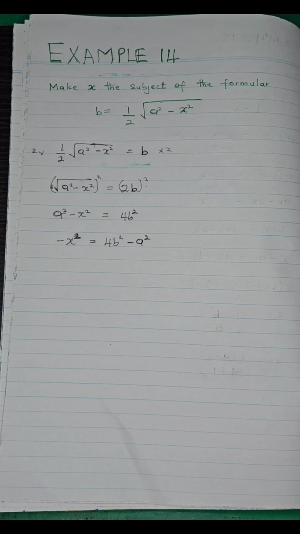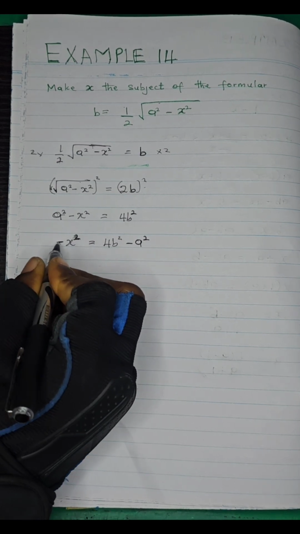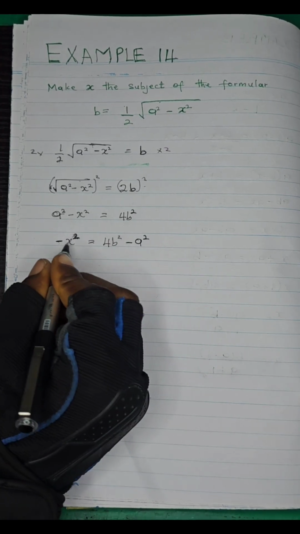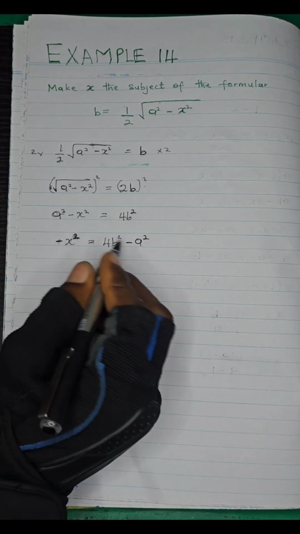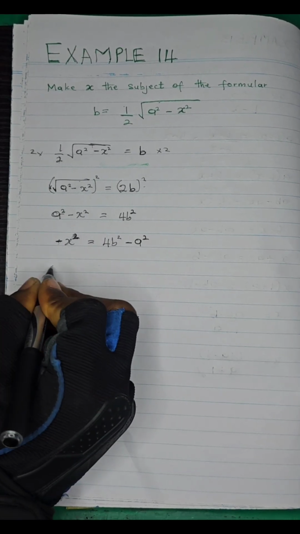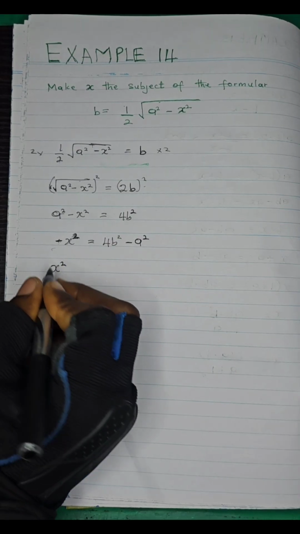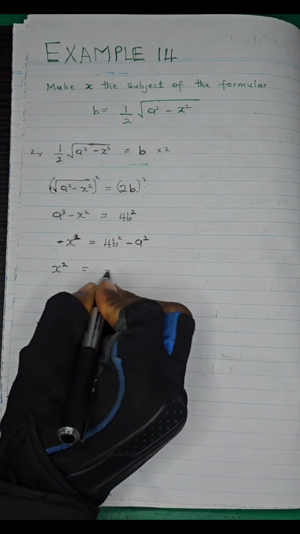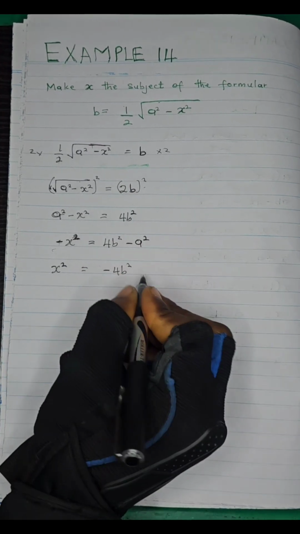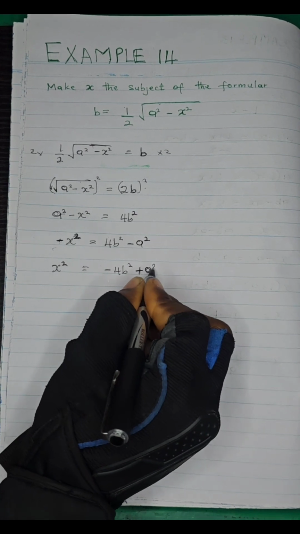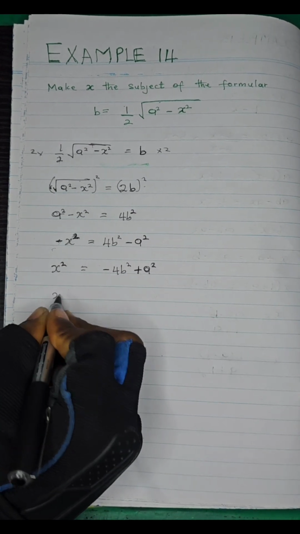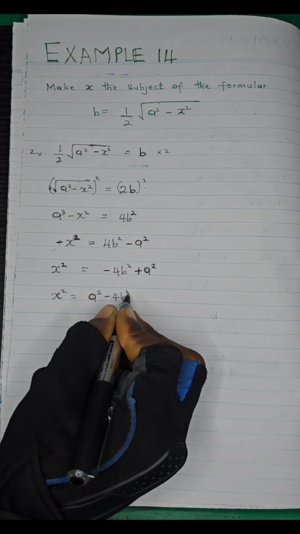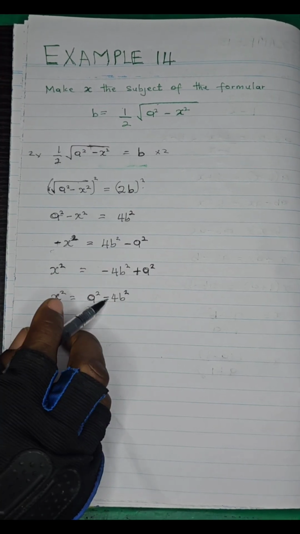Are we making sense? So the next thing we are going to do, this negative sign, we can't find the square root of a negative number. That's on a higher level where you start dealing with imaginary numbers. So we multiply both sides of the equation by negative. So minus times minus x squared, we have x squared, because minus times minus will be plus. On the other hand, minus times 4b squared will be minus 4b squared. Minus times minus a squared will give you plus a squared. So when you write the equation, you now have x squared is equal to, let me write a first, a squared minus 4b squared. It's still the same thing. This is the same as that.